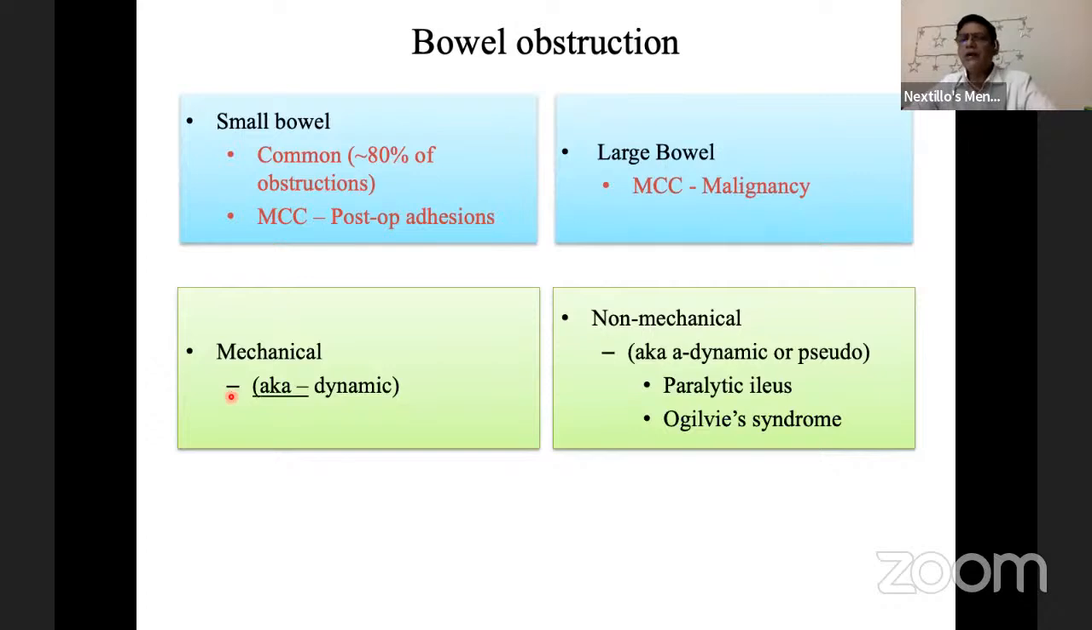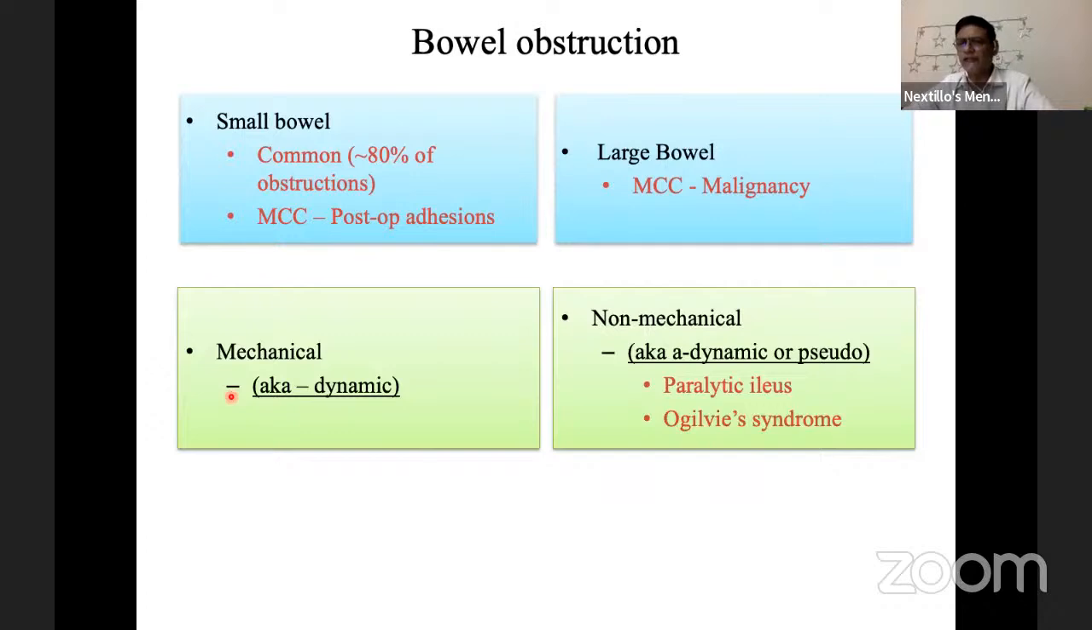For the non-mechanical obstruction, which is also known as the adynamic or the pseudo-obstruction or the functional obstruction, what happens is that there is a decreased peristalsis of the intestine, and hence features of obstruction precipitate as the intestine is not moving due to some reason. The functional obstruction of the small intestine is known as the paralytic ileus, and the functional obstruction, that is the non-mechanical obstruction of the large intestine, is known as Ogilvie's syndrome.